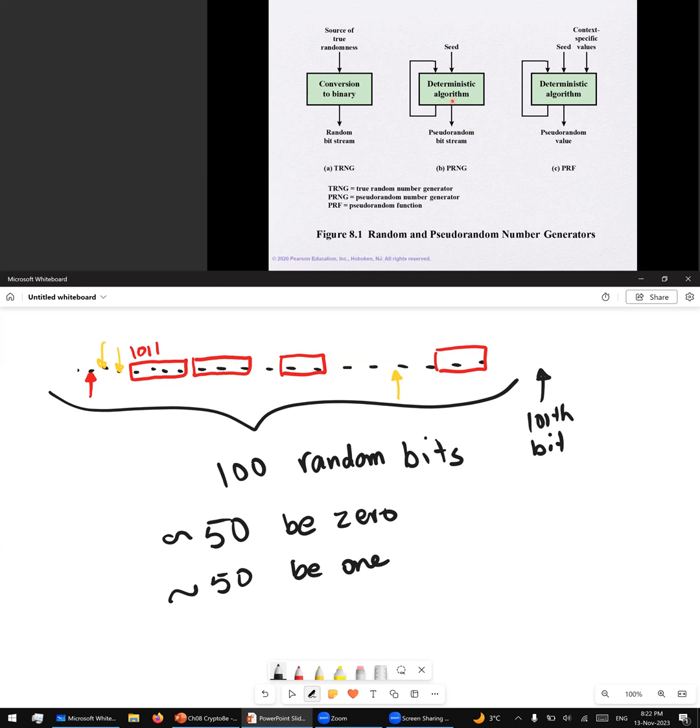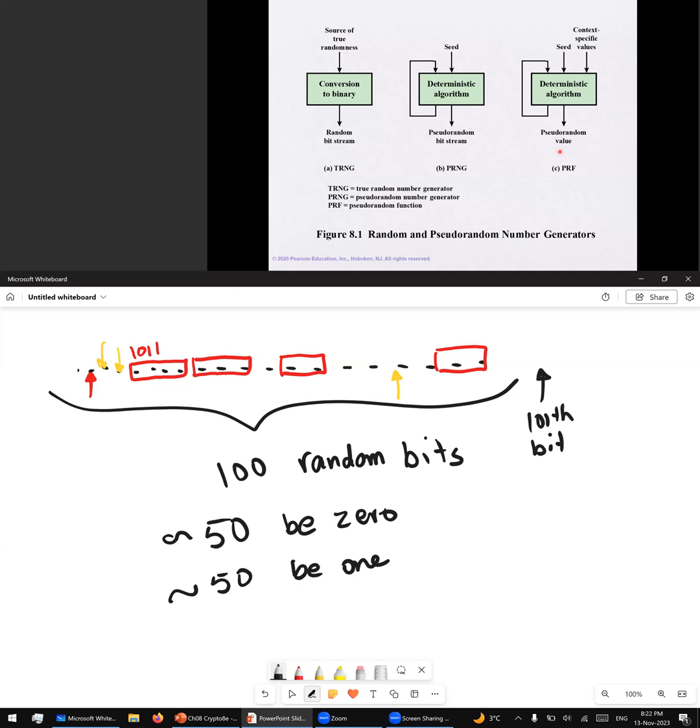And usually in the deterministic algorithm, we take the output and feed it back in to the deterministic algorithm, sometimes to bring in more randomness. Sometimes it works without us having to feed the pseudo-random bit stream back into it. There are different variations, but this is generally how it works.